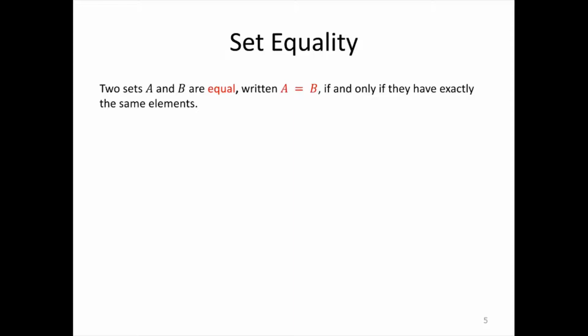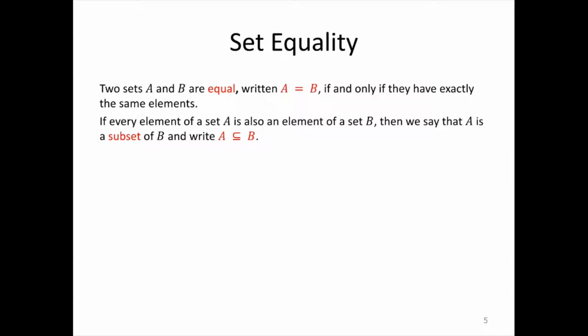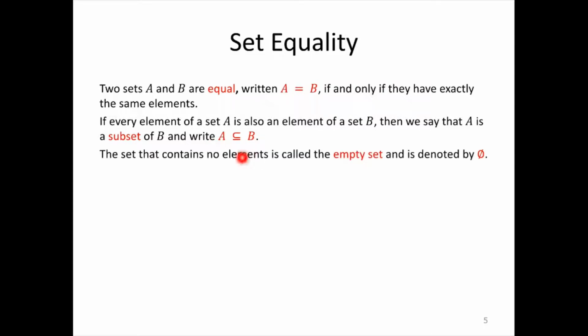Okay, so if we have two sets, how do we decide whether these two sets are equal? It happens if and only if those two sets have exactly the same elements. But if every element of a set A is also an element of a set B, we say that A is a subset of B, and it is written with this notation. Another important notation: if we have a set which has no elements, it will be called an empty set, and it is denoted by this notation.